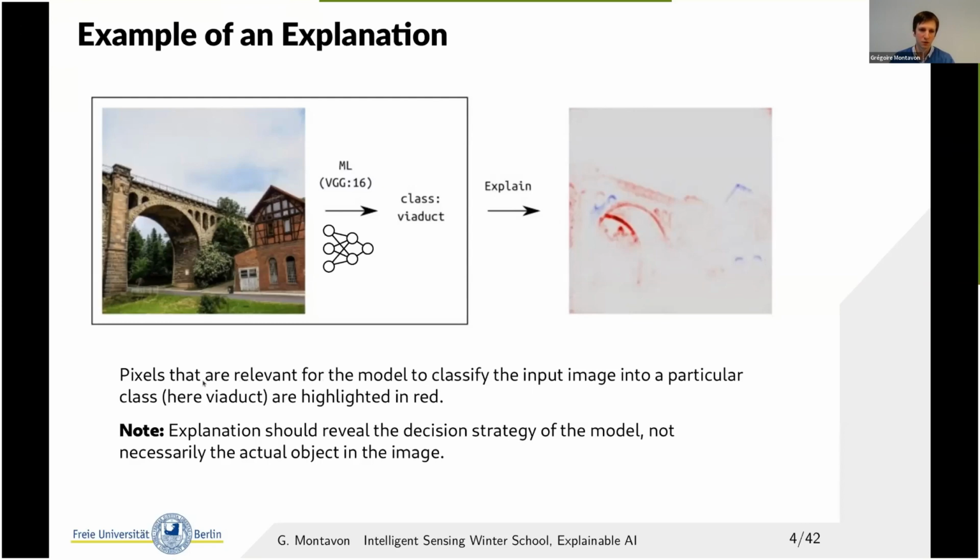So one thing which is important to note is that it is not necessarily optimal that the explanation technique highlights the actual object, because what we expect from an explanation technique is not that it actually finds the object in the image, it's that it exposes the decision strategy of the model. So if the model is flawed, for example, it based its decision on maybe the grass, because somehow the grass and the viaduct are always correlated, this should be revealed through your explanation. And so just looking at overlap between explanation and actual objects is not a proper way of verifying that the explanation technique works well.